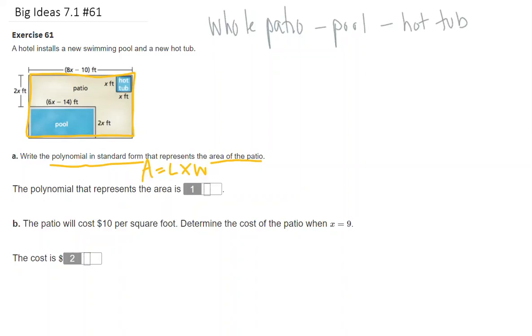So let's write that expression for the whole patio. Now the whole patio has a width of, I can see half of it here is 2x, and then the other half I can get right from here, that's 2x. Now 2x plus 2x is 4x, so the width is 4x, and then the length is right here, 8x minus 10. So 4x times 8x minus 10. That's our whole patio.